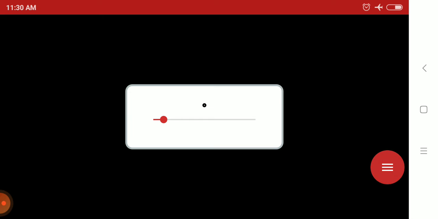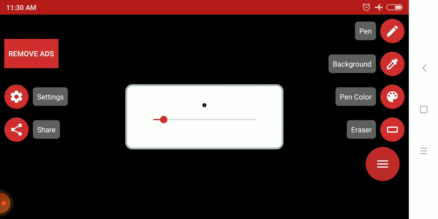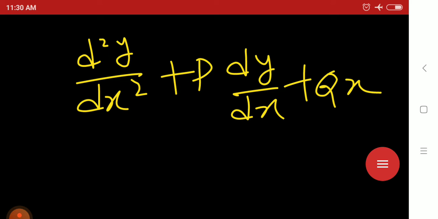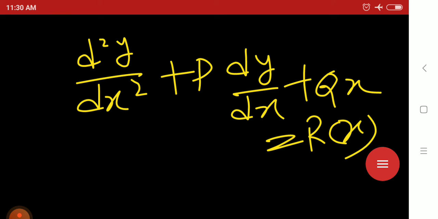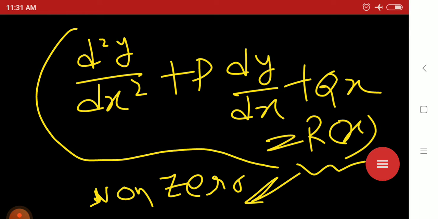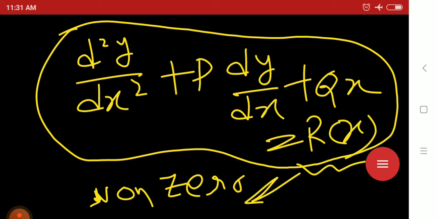So first of all, you have to know what a non-homogeneous differential equation is. What is the form of a non-homogeneous differential equation? If we write d2y by dx square plus p dy by dx plus q into y equals capital R function of x, that is, a non-zero term on the right hand side, that is a non-homogeneous differential equation.